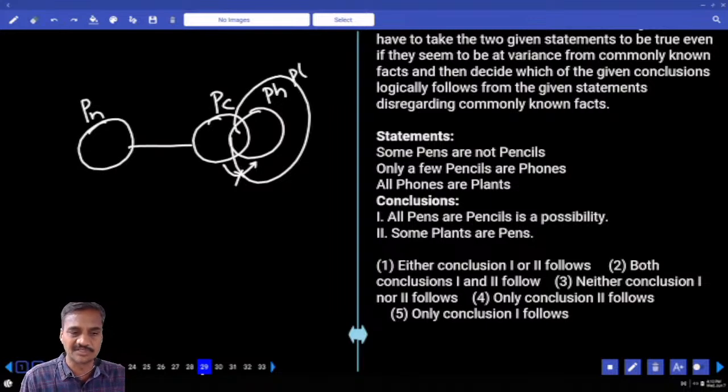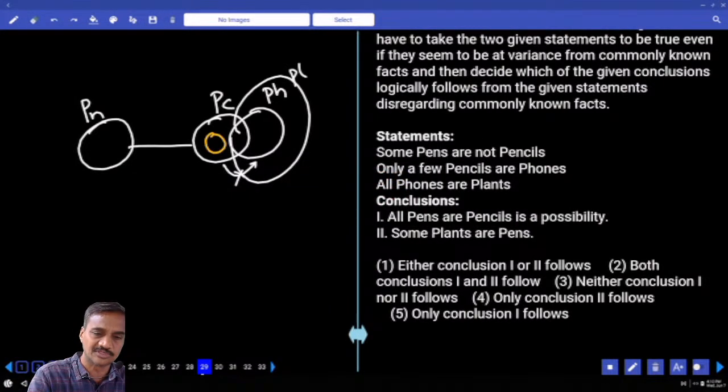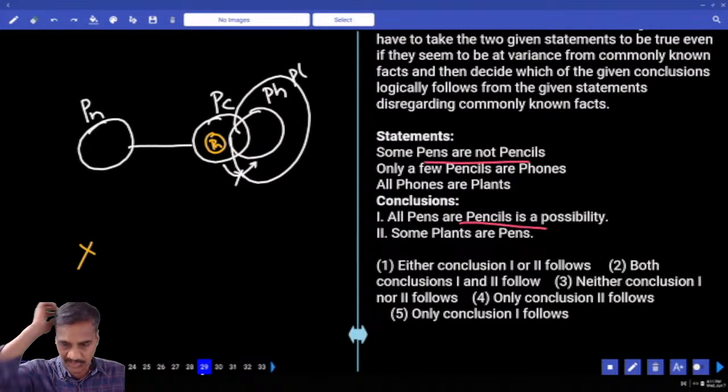Then all pens are pencils is a possibility. Now all pens are pencils. Now this entire pen must be in this case. All pens are pencils. Is it possible or not? By drawing this, only some pens are not pencils. Some pens are not pencils will become false. Isn't it? And statement invalid and alternate diagram cannot be drawn. Now follow here. Now here, now it is not possible.